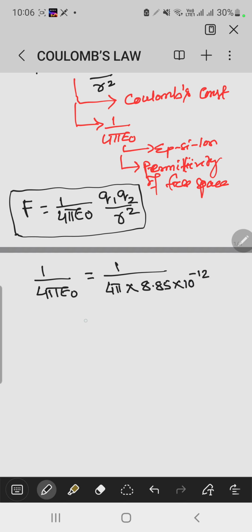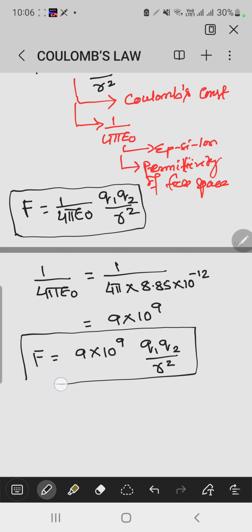If we multiply, we get the value 9 into 10 to the power 9. So the Coulomb's force has the value 9 into 10 to the power 9 Q1 Q2 divided by r square. This is the final expression for the Coulomb's force, and it is the scalar form.